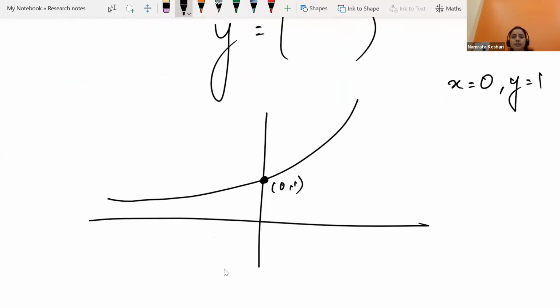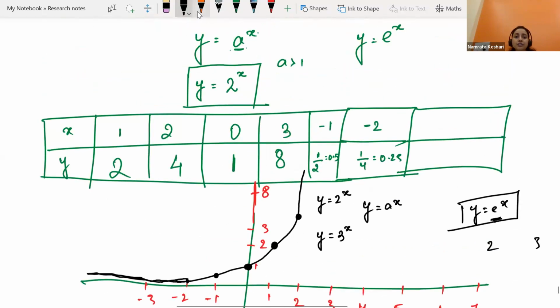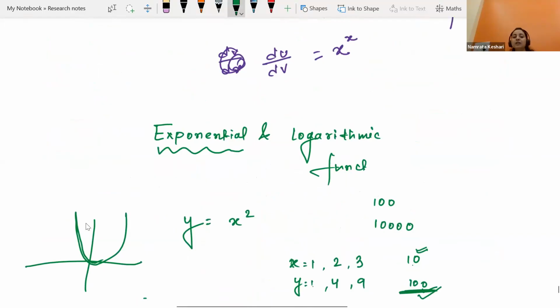Is it clear, Fatima? Yes. Now one more thing you can notice from here, that this graph is steeper than the previous graph. What is the meaning of steeper? The previous graph was a parabola, a polynomial function which was growing, like it was also growing exponentially. We felt like this function is growing exponentially.